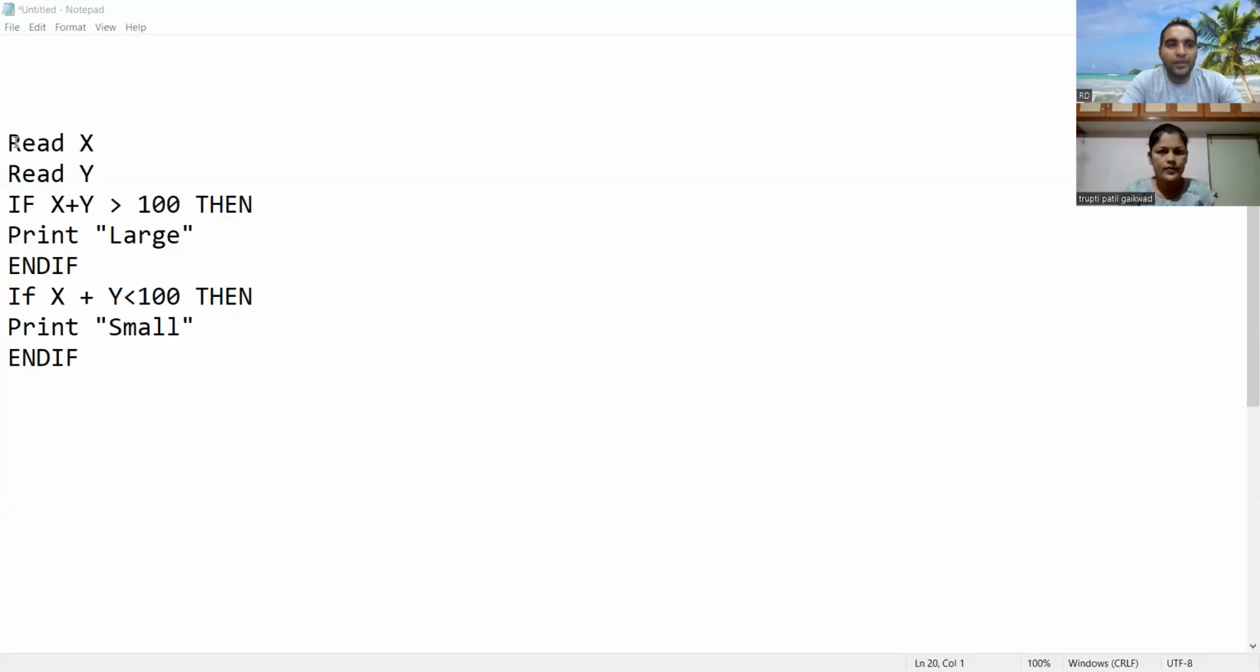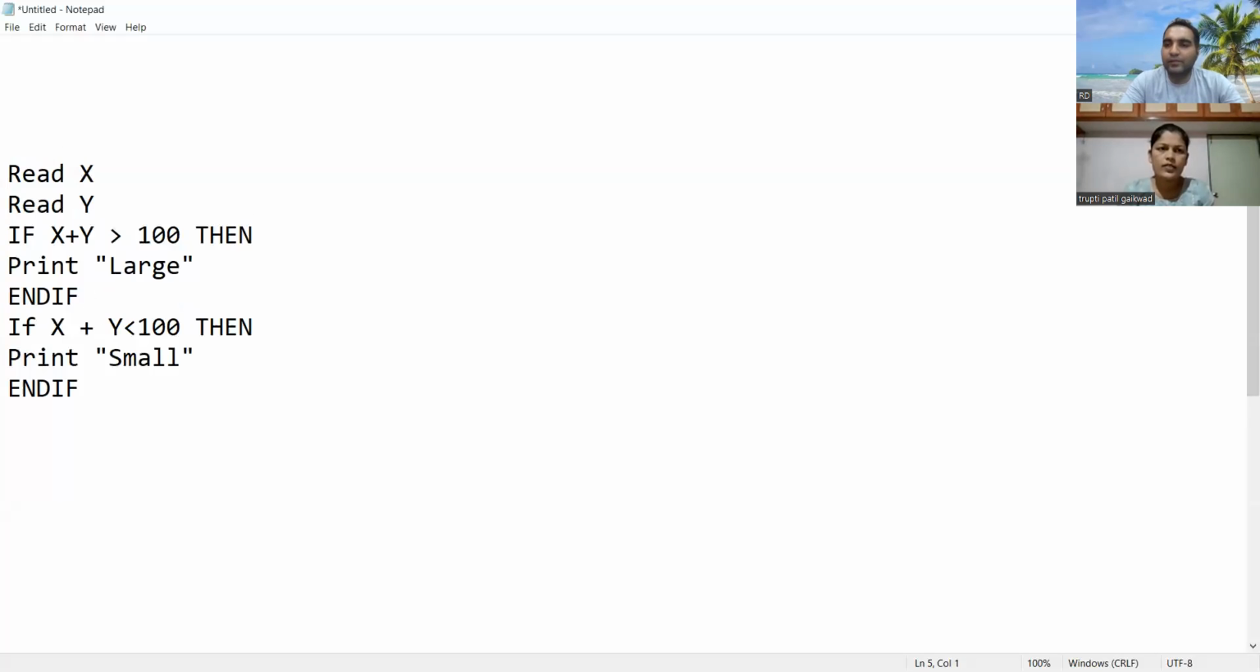Now I'm sharing my screen. Is my screen visible? Yes, sir. Now this is a basic program given to you. Read x, read y. If x plus y is greater than 100, then print large. And if x plus y is less than 100, then print small. So this is a basic program. Now, can you tell me the branch coverage for this program?